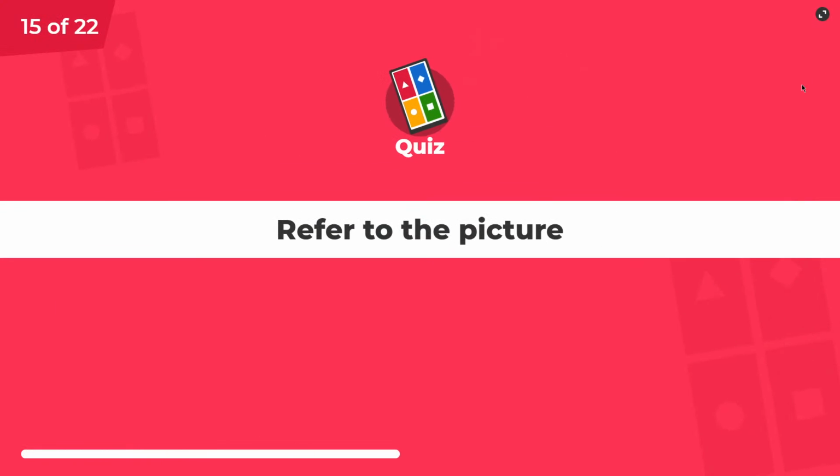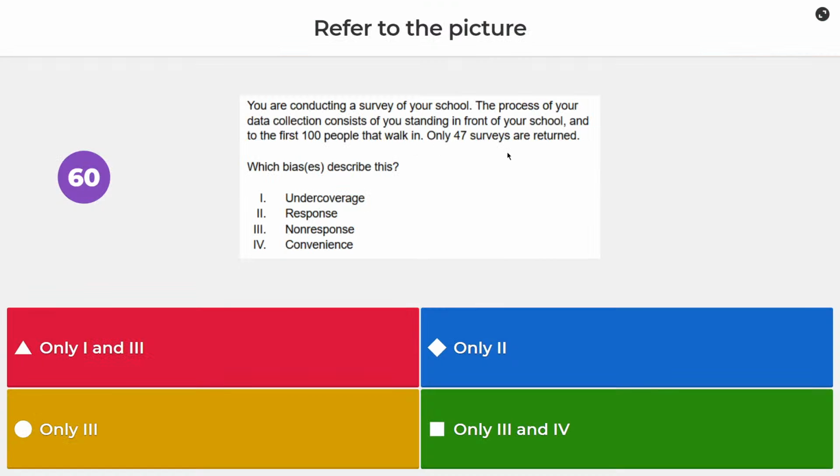Alright. For question 15, we are given a picture with a prompt and answers. We're conducting a survey at your school. In the morning you get there first, you stand in front of your school and you hand out surveys to the first 100 people who walk in, and you call it a day. At the end of the day, only 47 surveys make it back to you. Your task is to find what biases describe this experimental process.